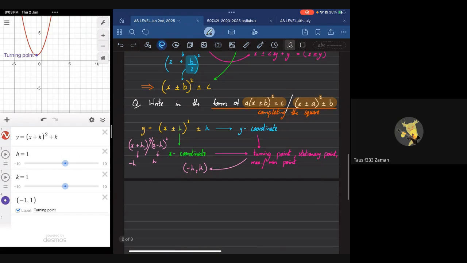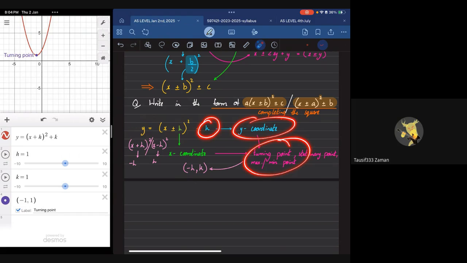So if it's written plus h inside, and an equation is given to you and they ask you to solve it using completing the square and to find its turning point as well, then you're simply going to look at the h and k constants. One constant is going to be inside the bracket with x, the other is going to be outside, and both of them are going to be telling you what? One is going to be telling you the y coordinate of the turning point, and one is going to be telling you the x coordinate of the turning point.